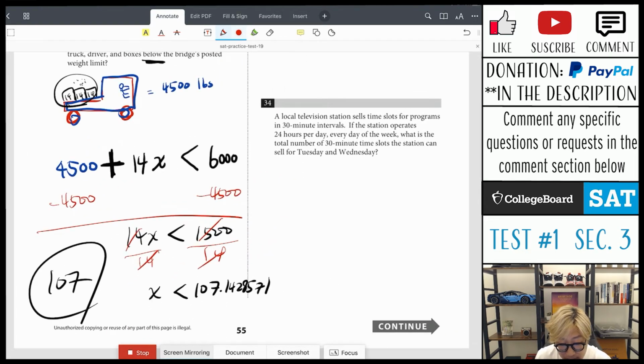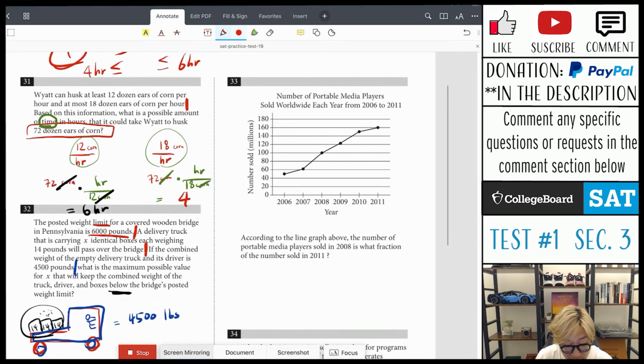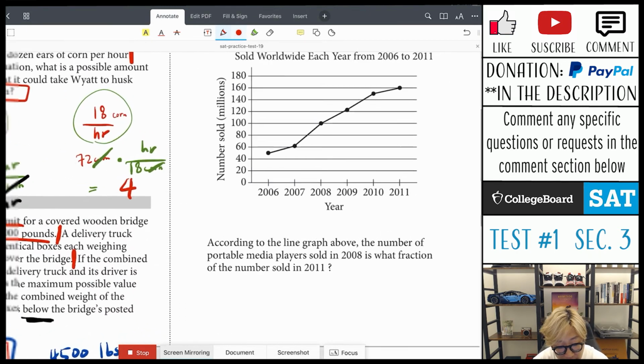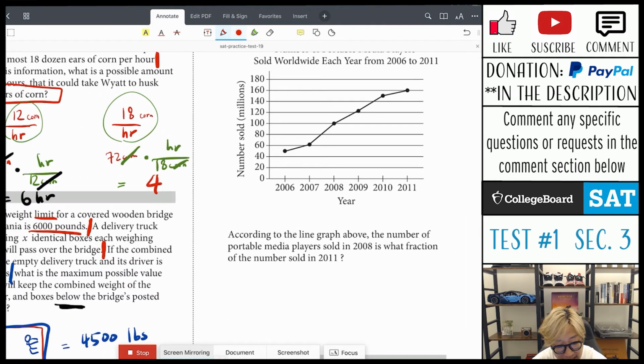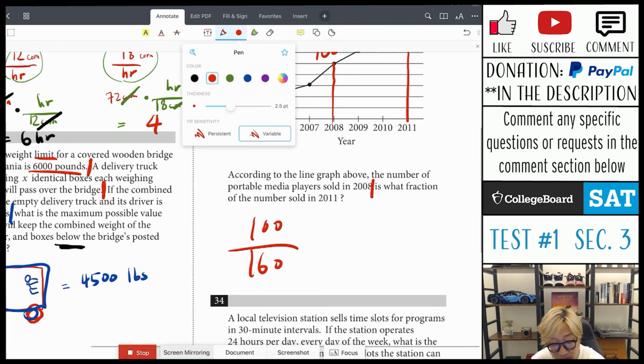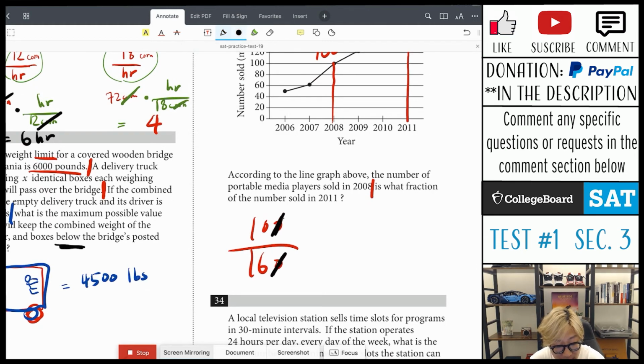All right, moving on. Number 33. According to the line graph, the number of portable media players sold in 2008 is 100. It is what fraction of the number sold in 2011? That is 160. So 100 over 160. Done. Well, simplify. Cancel the zeros. Cancel by 2s. So 5 over 8 it is.